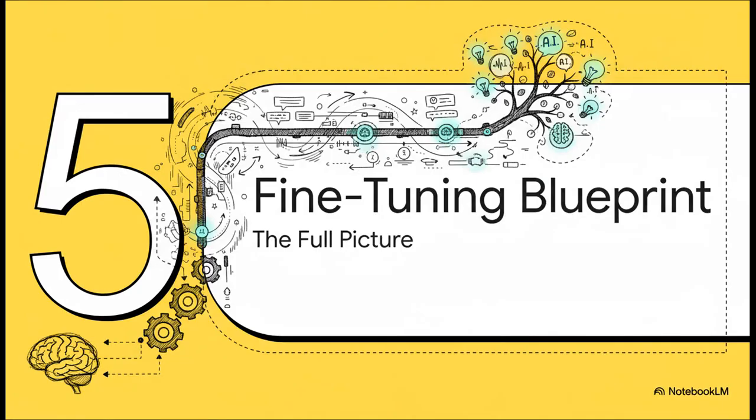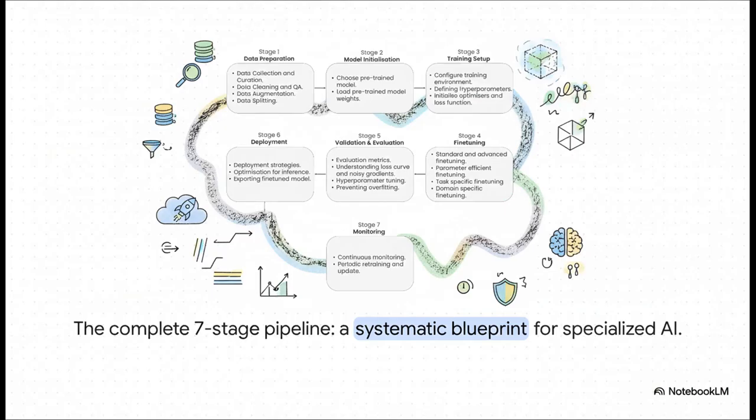So let's just take a step back and admire the blueprint we've just constructed. We've seen how a vague idea can be transformed through a systematic engineering process into a powerful, living, learning product. And here it is again, the full pipeline. We started with data prep and initialization, we moved through that core loop of fine-tuning and validation, and we finish by deploying and maintaining our model. See? It's not just one step. It's a cohesive, repeatable engineering process for creating truly specialized AI.